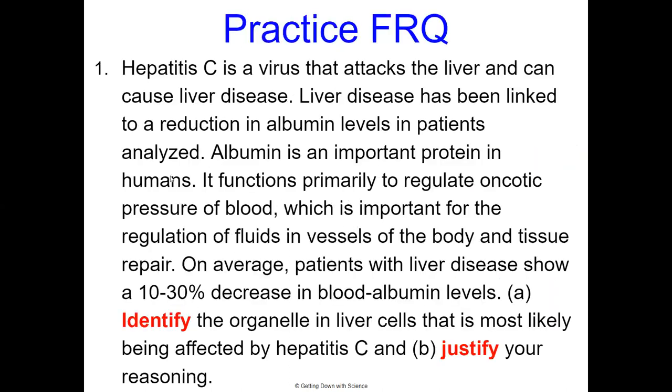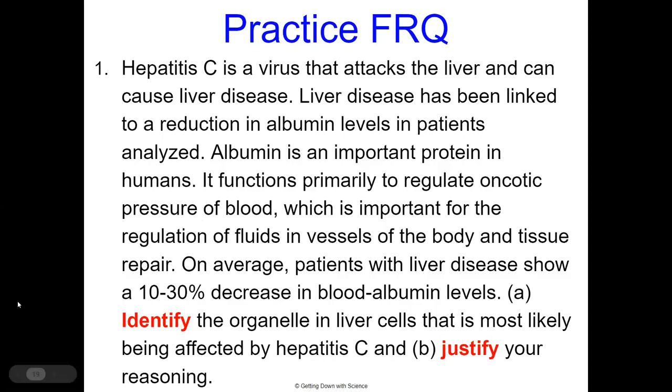Okay, so a practice free response question. Hepatitis C is a virus that attacks the liver and can cause liver disease. Liver disease has been linked to a reduction in albumin levels in patients analyzed. Albumin is an important protein in humans. It functions primarily to regulate oncotic pressure of the blood. So basically the albumin is helping control what moves in and out of the blood vessels. Okay, on average, patients with liver disease show a 10 to 30% decrease in blood albumin levels.